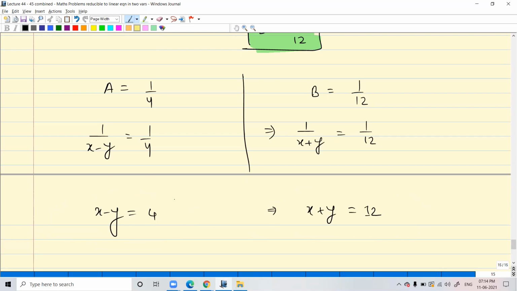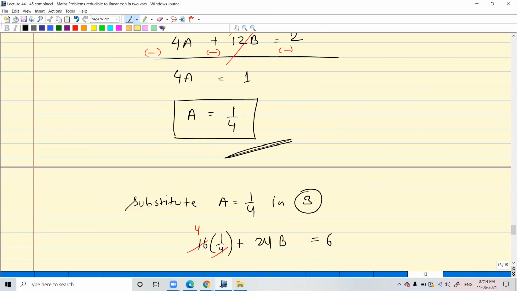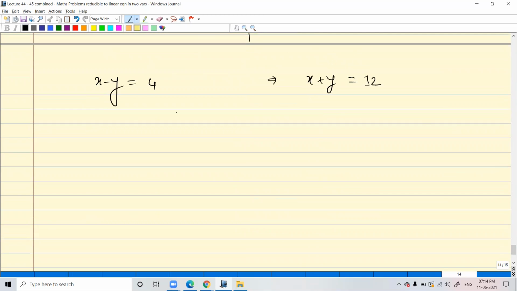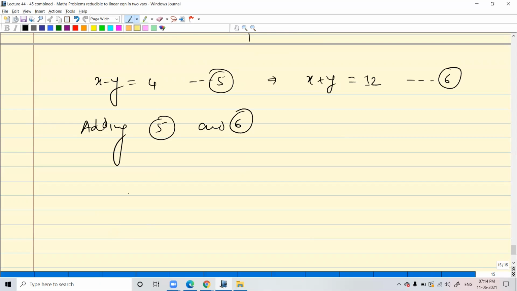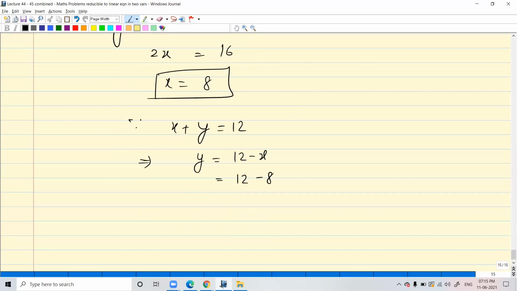Yes, sir. Okay. Then let's just give them some names. What was that equation? 3 and 4, right? So let's call them 5 and 6. Same thing, we'll do by adding 5 and 6. y will get eliminated. x plus x will become 2x. 4 plus 12 will become 16. So x is equal to 8. And we know that x plus y is equal to 12. So y is equal to 12 minus 8, which is 4.